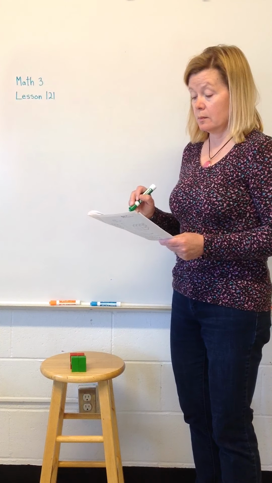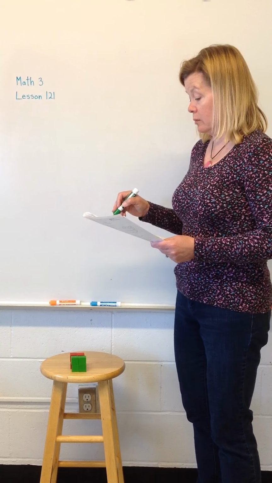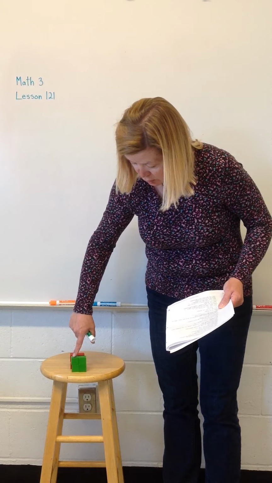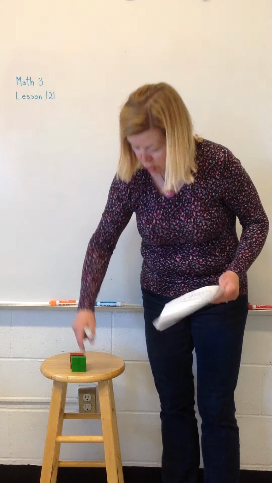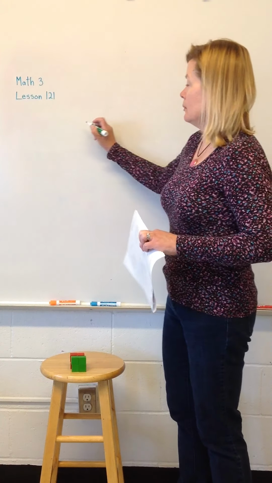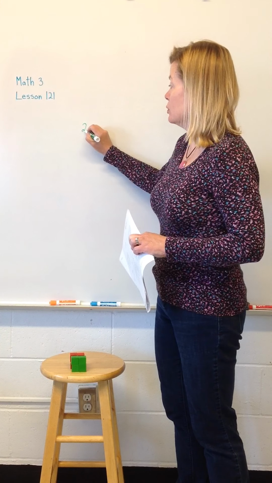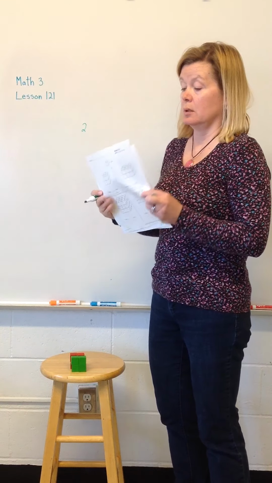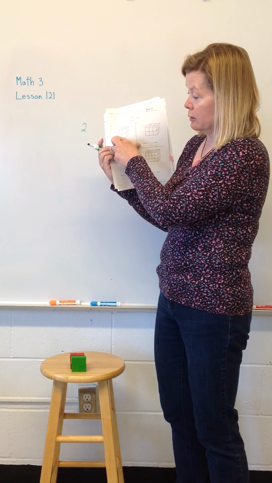So, look at the front of the cube. How many rows do you see? So remember, rows are horizontal. This is 1 row. There are 2 rows. So you're going to write a 2 to the left of the picture, right here.